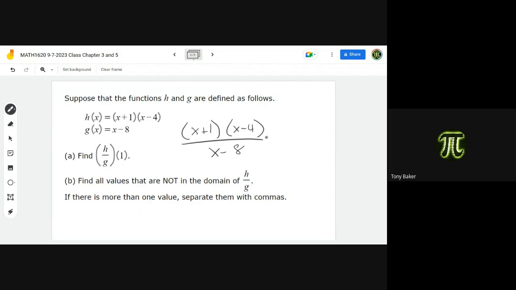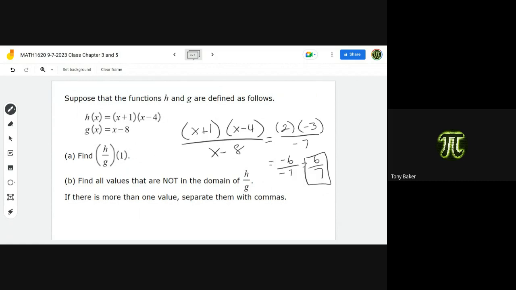Now they want us to evaluate this at 1. So we're going to plug in 1. So we have 1 plus 1 is 2. 1 minus 4 is -3. 1 minus 8 is -7. So we get -6 over -7, which is 6 sevenths. So that would be the plugging it in and solving.